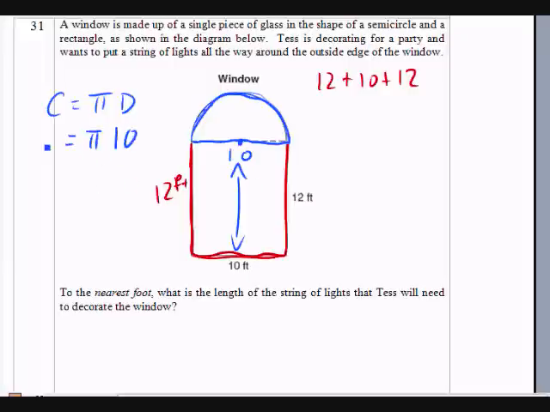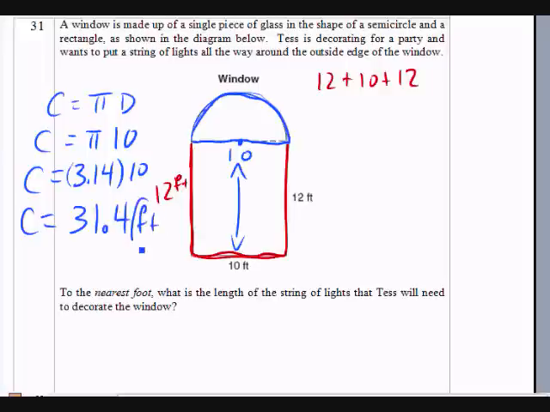Pi times d equals circumference. What is pi? Pi is approximately 3.14. So we're going to round it to 3.14 times 10 equals circumference. Therefore, circumference is 31.4. Circumference is the distance around the circle, so it's going to be 31.4 feet.